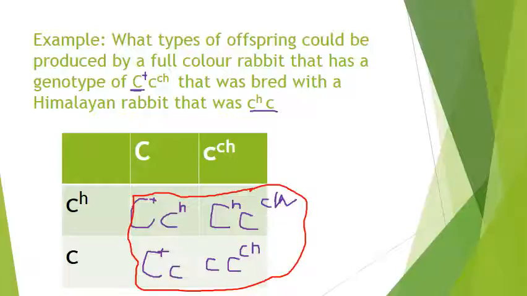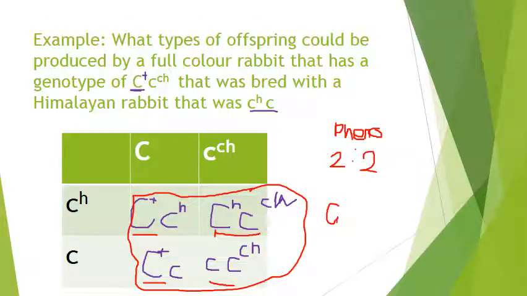So we have 2 that would express full color, which is this one and this one, which is your wild type color because that is dominant over all of the others. You then have 2, which is this one and this one, which are chinchilla color, which is that incomplete dominant expression. All right, so you'd have a 2 to 2 phenotypic ratio for this example. If you look at the genotypic, so this is phenotypic, remember you should always include both your phenotypic and your genotypic ratios.